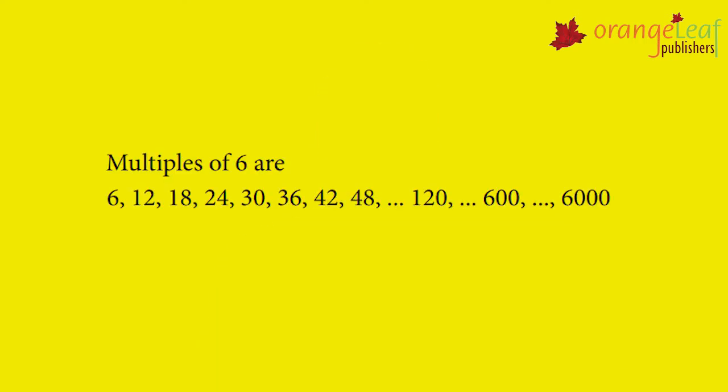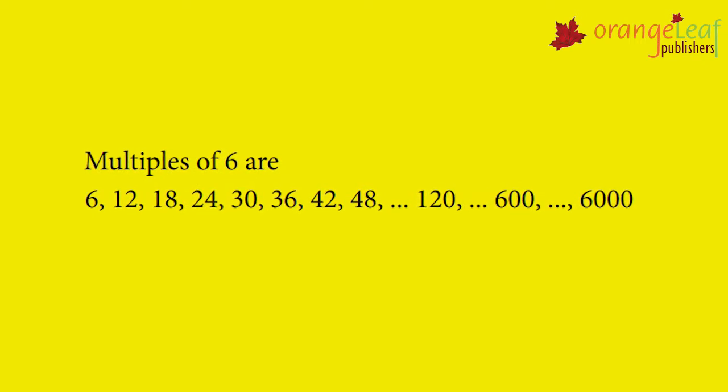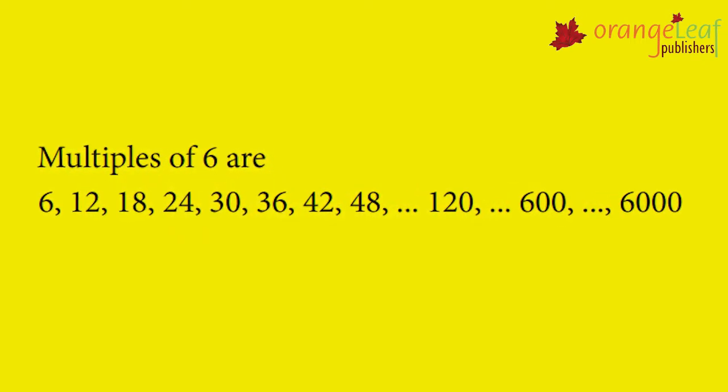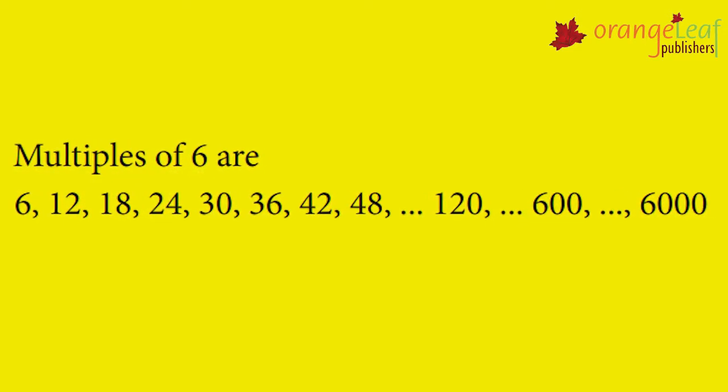Properties of multiples. Property number 1. Every non-zero number has an unlimited number of multiples. For example, multiples of 6 include 12, 24, 30, 36, 120, 600, 6000 and so on. Property number 2. Every non-zero number is a multiple of itself.